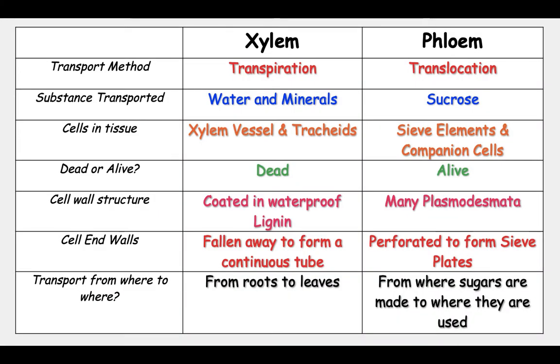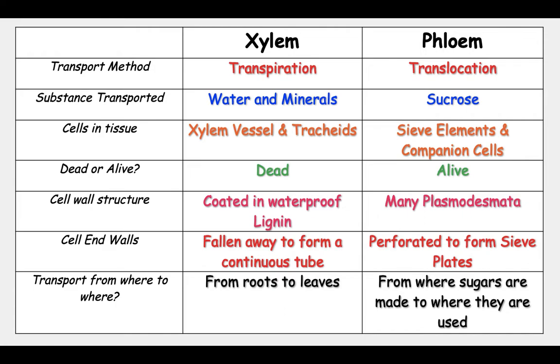Okay, so let's compare the xylem and the phloem. The transport method used in the xylem is transpiration. The transport method used in the phloem is translocation. Transpiration means the movement of water and minerals. Translocation is the movement of sucrose, and you can see this on the next slide where it says substance transported. Well, in the xylem that is water and minerals, and in the phloem it is sucrose.